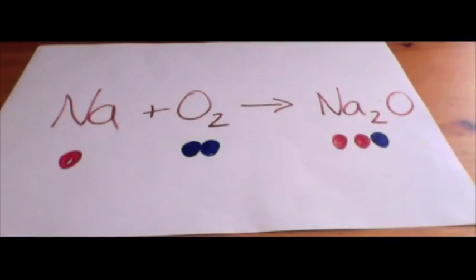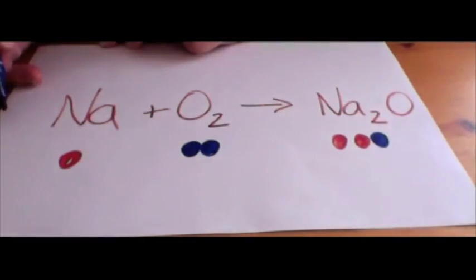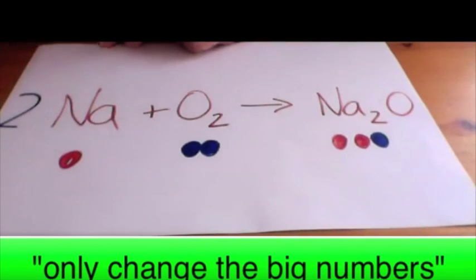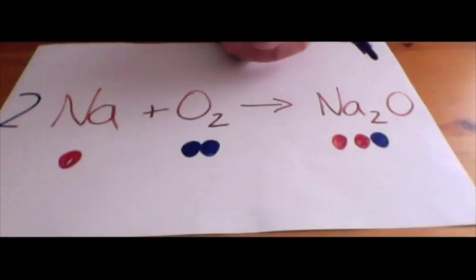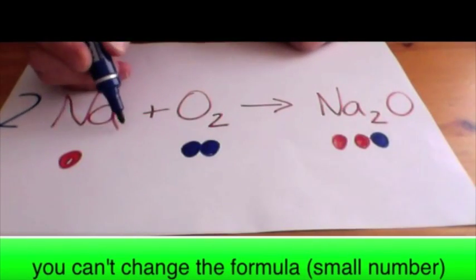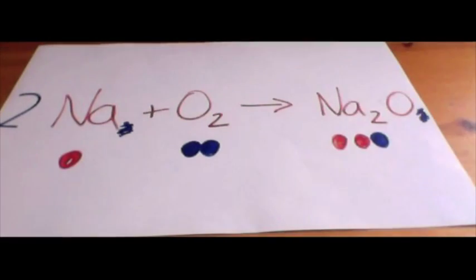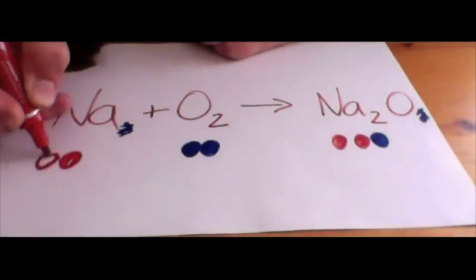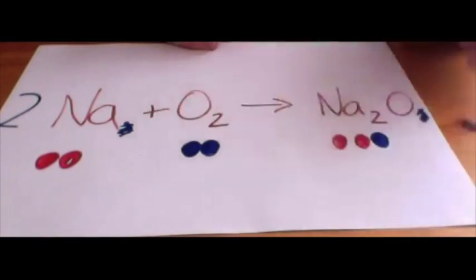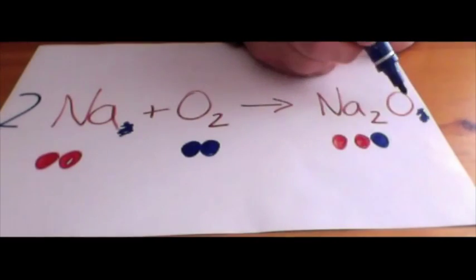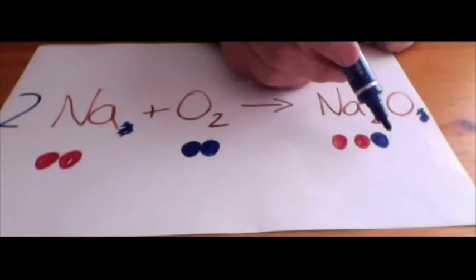Not balanced, is it? What are we going to do about it? Well, let's try something. We could try putting a 2 in front of here, couldn't we? We're not allowed to change any formula. We can't just take away a 2 here. We can't stick a 2 after here. We can't do that, for example. Then that means we've got 2 sodium atoms on this side, and we've still got 2 sodium atoms on this side. However, we have 2 sodiums here and 1 oxygen.